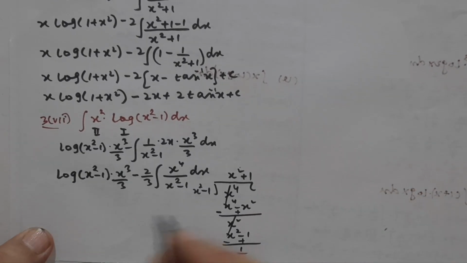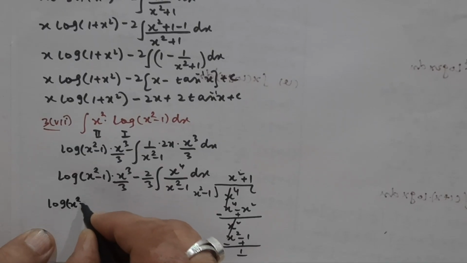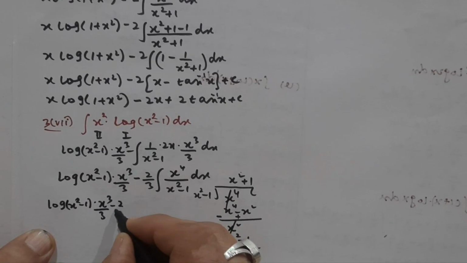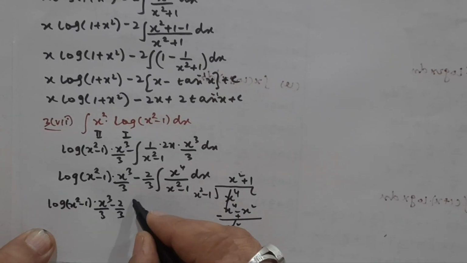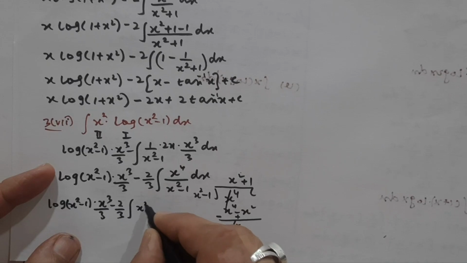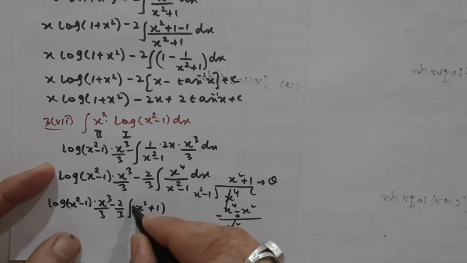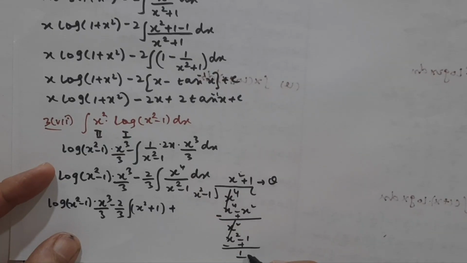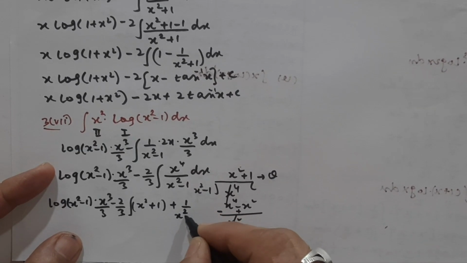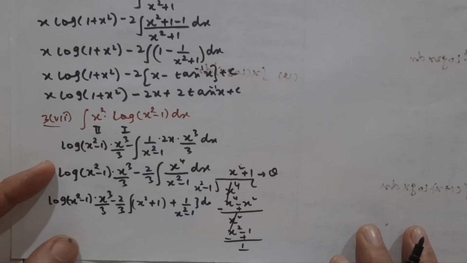Now writing this result in the form of q plus r by d: log x square minus 1 into x cube upon 3 minus 2 by 3 and integral sign q plus r by d. This is our q, so q plus r is 1, so plus 1 upon x square minus 1. So we write like this, q plus r by d.